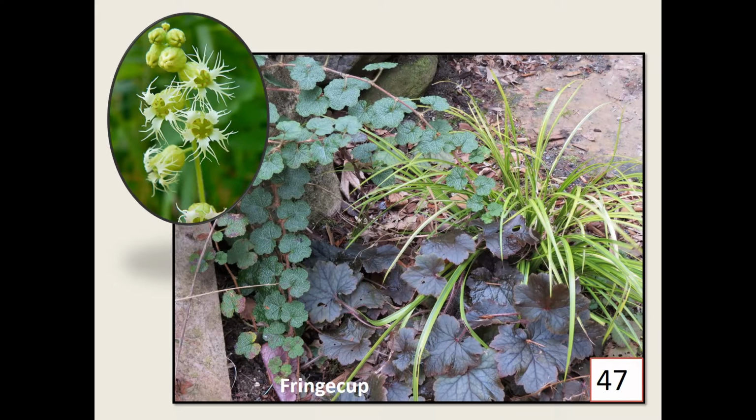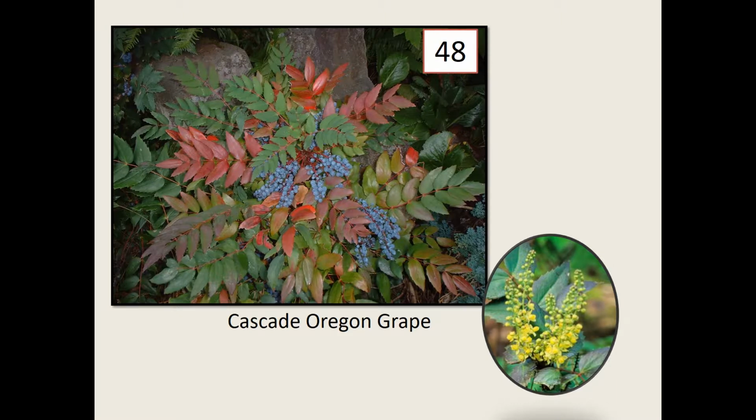Fringe cup is a lovely native plant whose greenish leaves turn darker with age. Here it is seen with non-native creeping raspberry and a bright green carex. All three species of Oregon grape put on a show in the spring with its fragrant bright yellow flowers. In the winter, dark purple berries stand out against the leaves which have turned reddish for the winter.